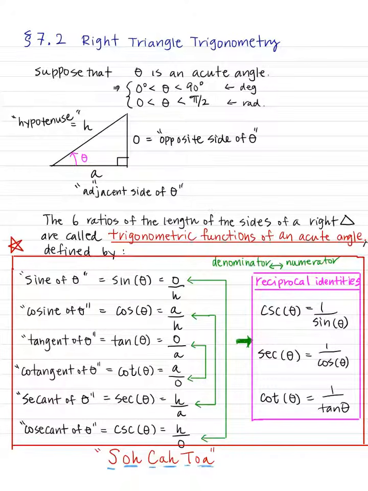A lot of students memorize SOHCAHTOA, so that way you can easily remember sine is opposite over hypotenuse, cosine is adjacent over hypotenuse, and tangent is opposite over adjacent. But if you misspell that, you see what's going to happen, right? So make sure to spell that out correctly if you're going to use SOHCAHTOA.